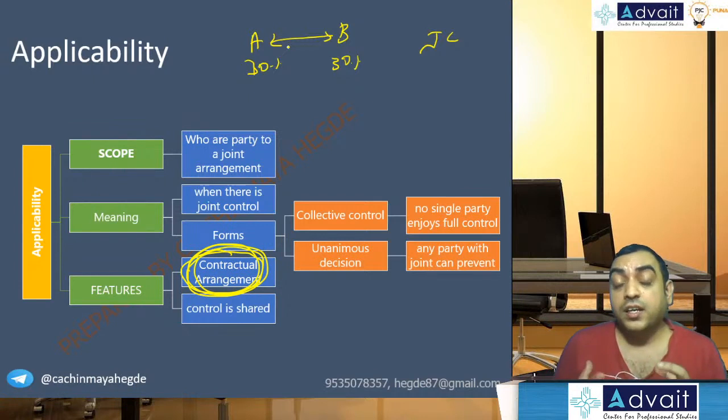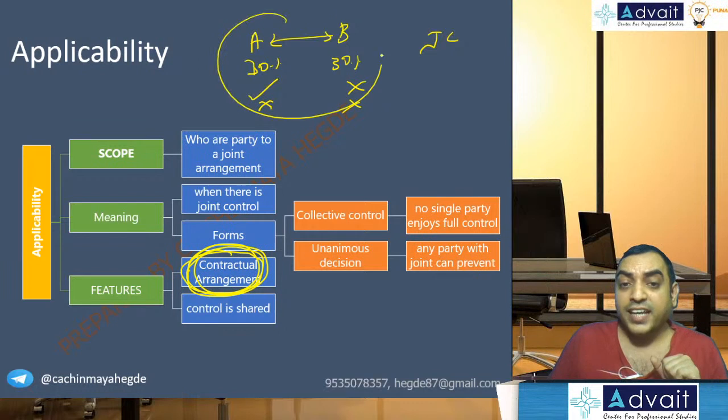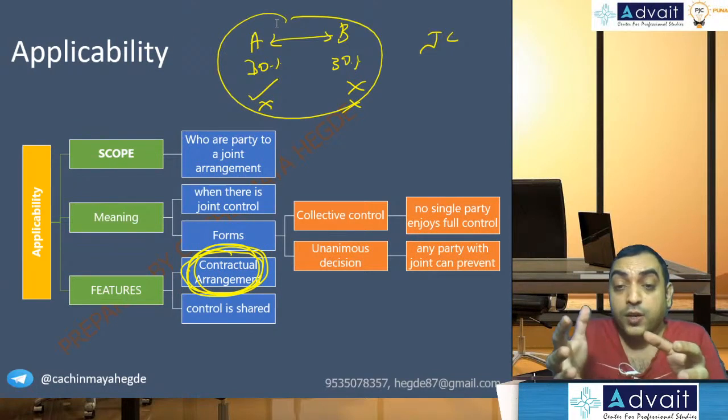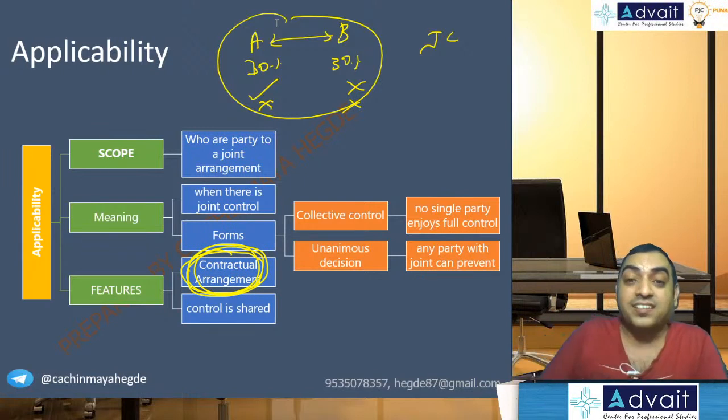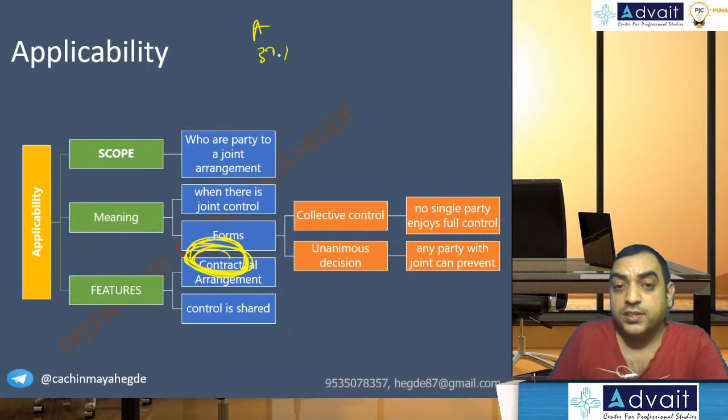What contract? That unless we both agree, we will not vote. So what will happen if A votes, B does not vote? No control. If A does not vote, B does not vote, no control, right? Therefore, there has to be a joint control in the form of a contract. Please observe this word: there has to be a contractual arrangement. Mere 30% and 30% cannot be said to be joint control.